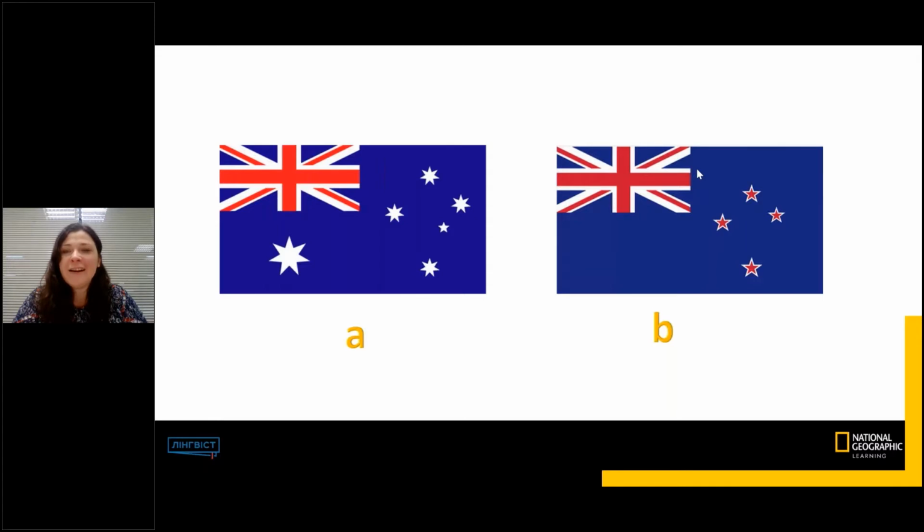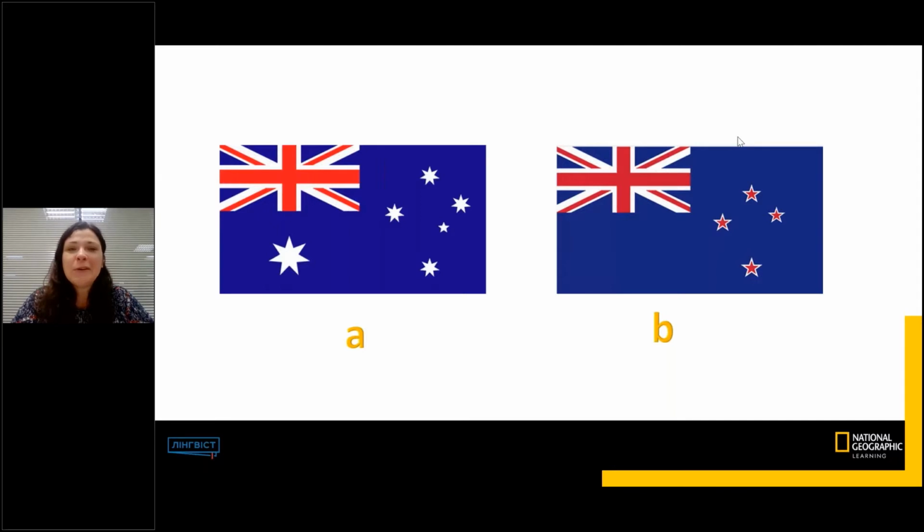Thank you for your answers. So, right. A, this is an Australian flag. It's got yellow stars with 7 ends. And the second one is New Zealand, right, Tatiana? Thank you. Great. So one more time, let's have a look at the flags of Australia, A, and New Zealand, B. Well done.